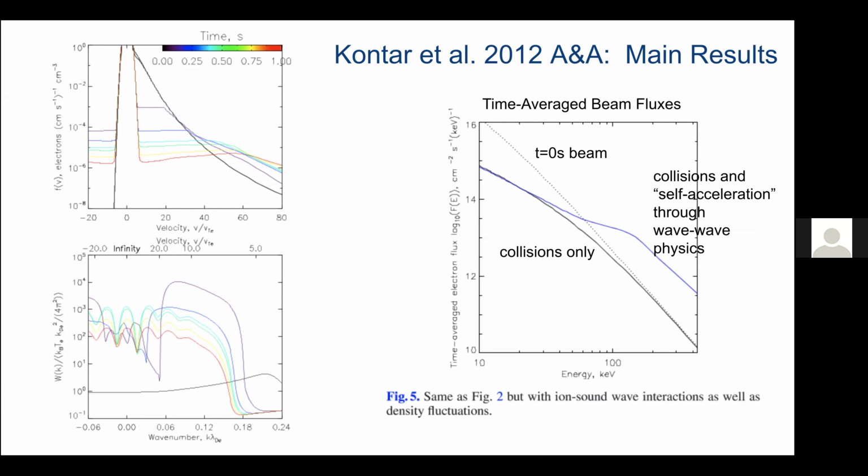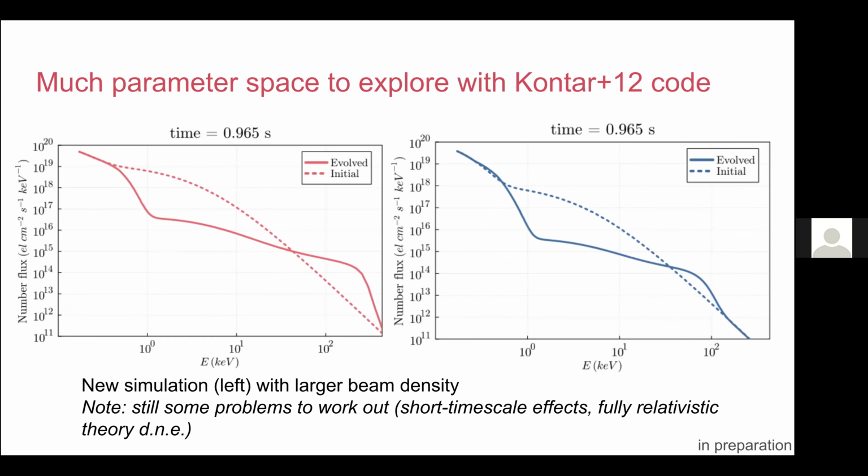This is for Coulomb collisions only, as expected. We only have loss of particles from the distribution. And this is with the nonlinear wave interactions. We have this order of magnitude increase at the highest energies, which I find extremely exciting for the following reasons. Well, first I want to show you, I actually got a hold of this code. He let me play around with it, and I'm really fascinated by it, and I ran some new simulations.